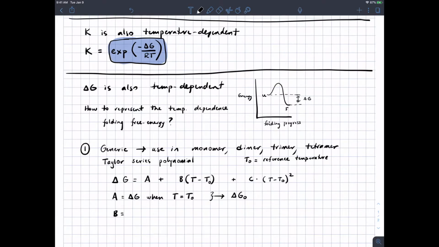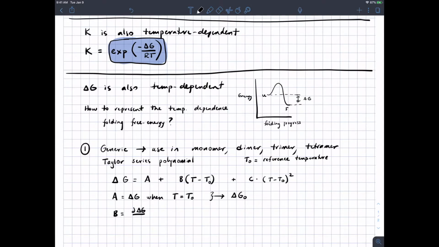B is the coefficient for this linear term in our Taylor polynomial series. This is going to tell us how much delta G changes when we move away from the reference temperature. So if we include the B term and the A term, what we have is the equation for a line, y equals mx plus intercept. So A is the intercept and B is the slope.